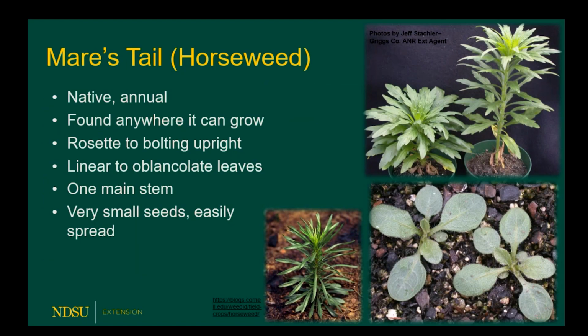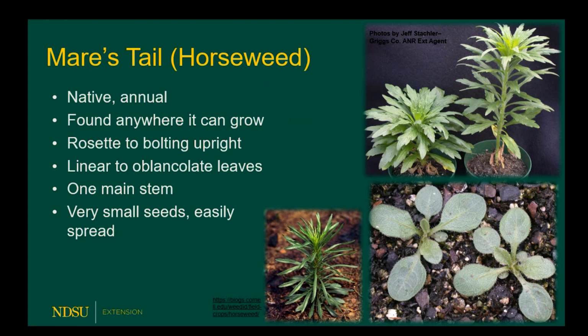So mare's tail is an interesting one too. It's a native and an annual. I first saw this when I worked at NDSU in the weed science department. There was a grad student doing some studies on how to control this weed. I saw some that were like the one down here where it has the slender, long leaves. And then I also saw some like the ones that Jeff Stockler took, where they have that little serration and those obovate leaves, where they get skinnier and then they get wider towards the end.